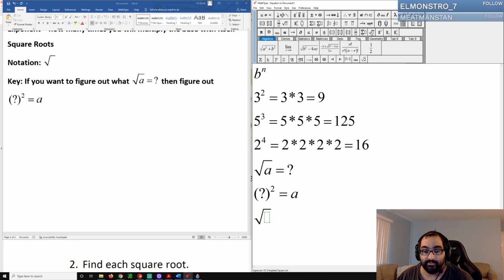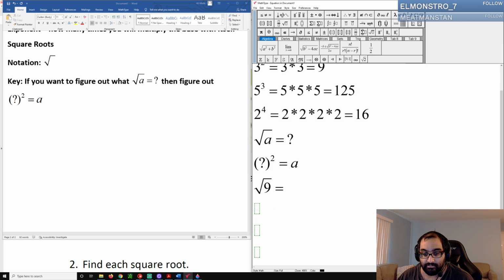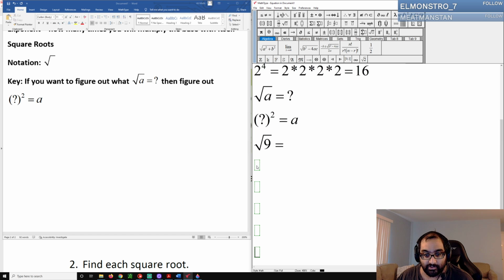Okay, so let's start off with 9. So the square root of 9, okay? So again, if I'm figuring out the square root of 9, this one's not too bad. But again, I'd make a little more space here. We're just figuring out, well, what number squared equals 9? All right. So what number squared is equal to 9?